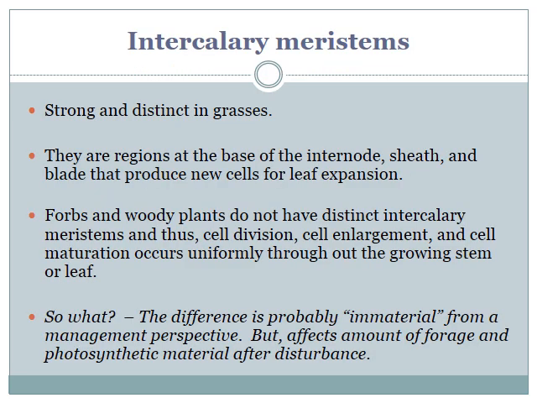Intercalary meristems, again, to cap off, they are very important. They are distinct in grasses. They are the region at the internode, sheath, and blade that produce new cells and leaf expansion. That's where we see the really quick growth right after disturbance. But in the long run, they're really not that important. So they're really kind of immaterial from a management perspective, except that they can really provide that growth after initial disturbance, and then provide opportunities for photosynthesis.